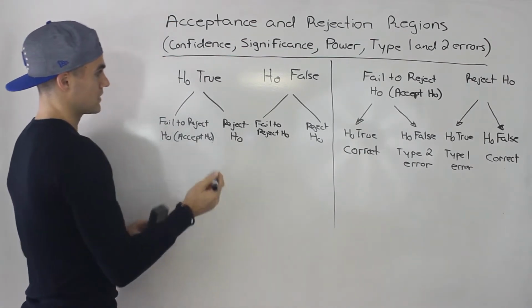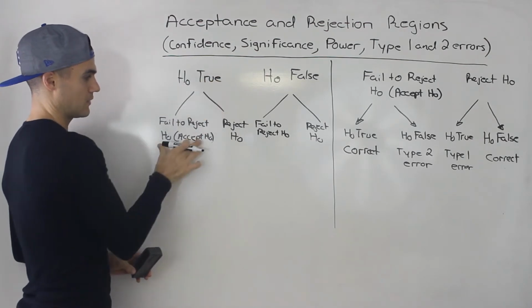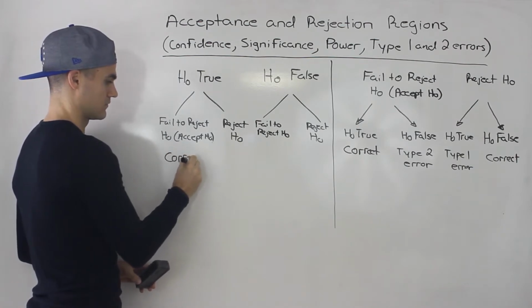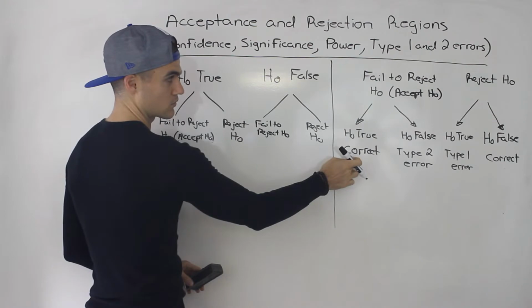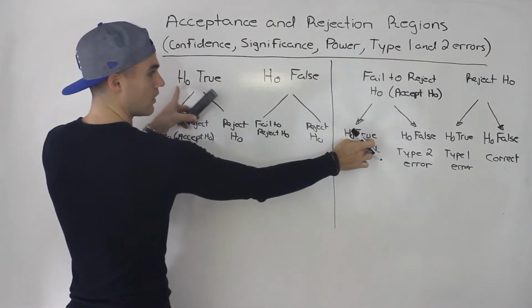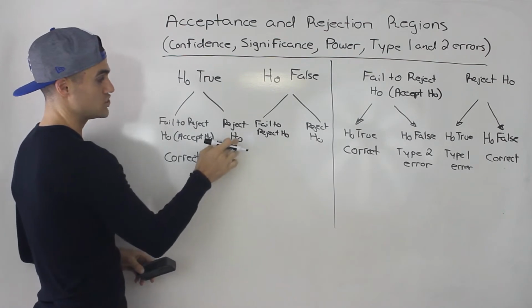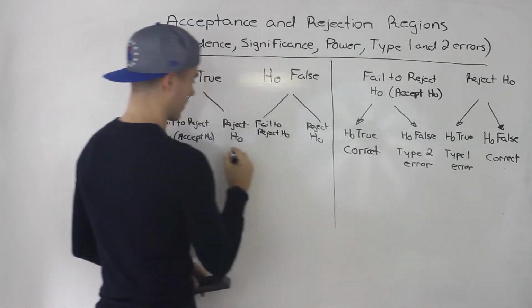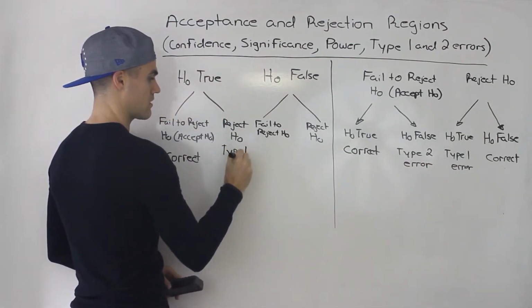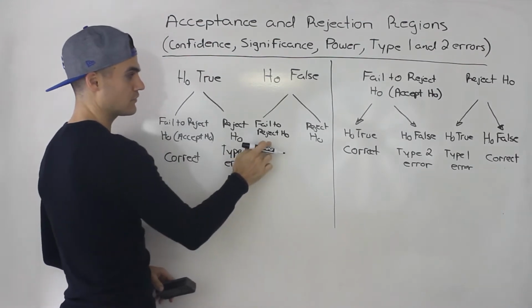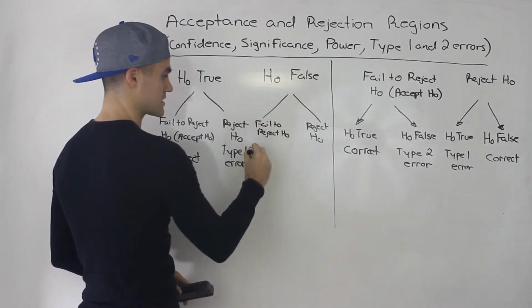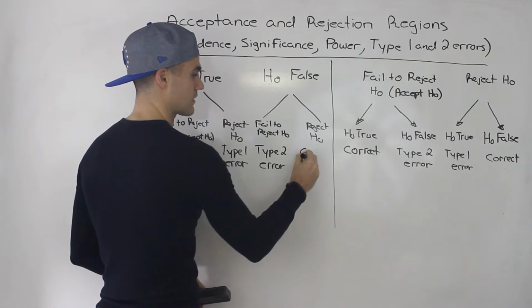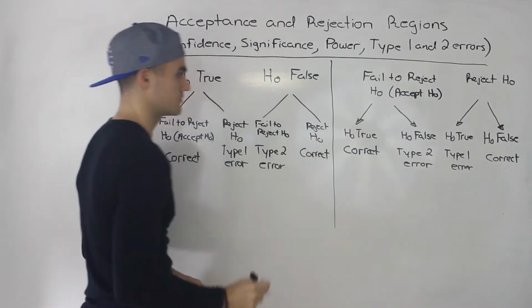So going through these, if the null is true and we fail to reject it or we accept the null, then that's a correct decision. Right? That's like this over here. Failing to reject and the null is true. Now, if we reject the null when it's true, then that is a type 1 error. So this here is a type 1 error. If we fail to reject the null or we accept the null when it's false, this is a type 2 error. And then this here is a correct decision.